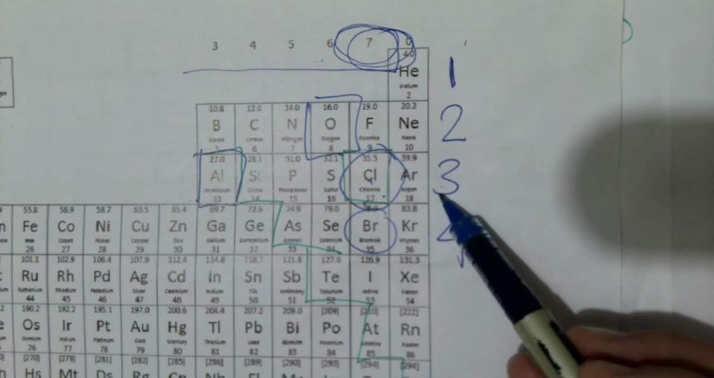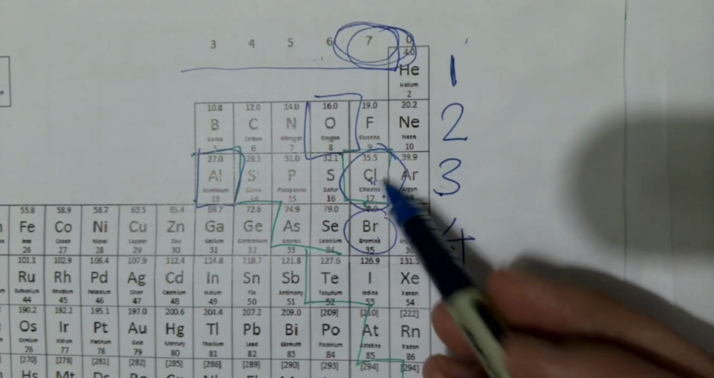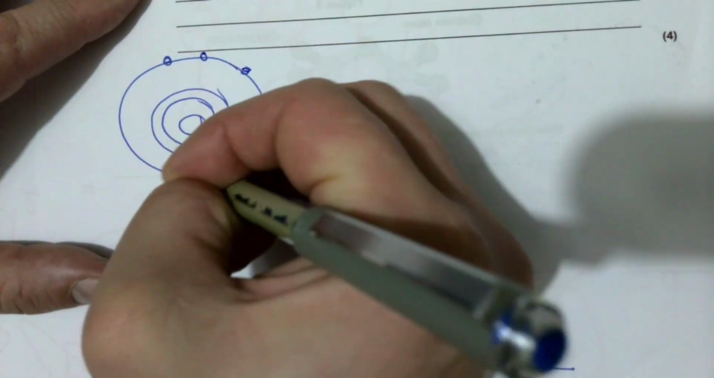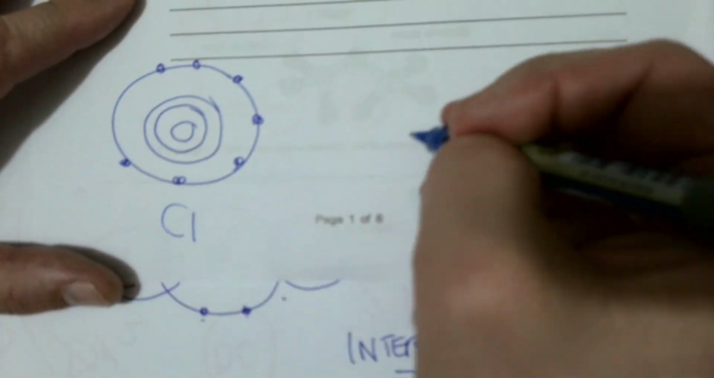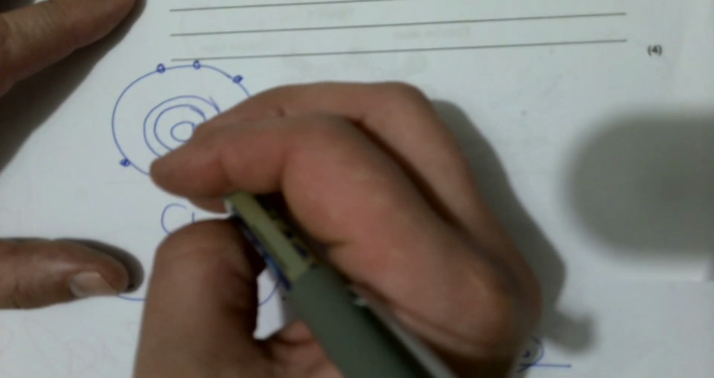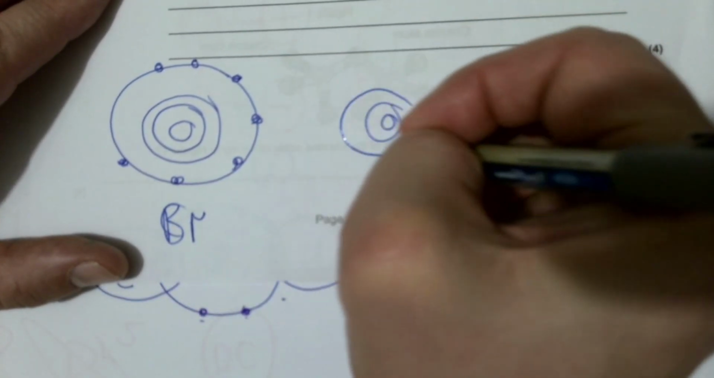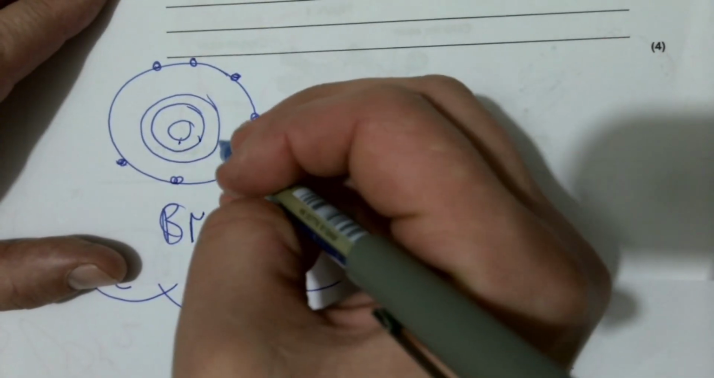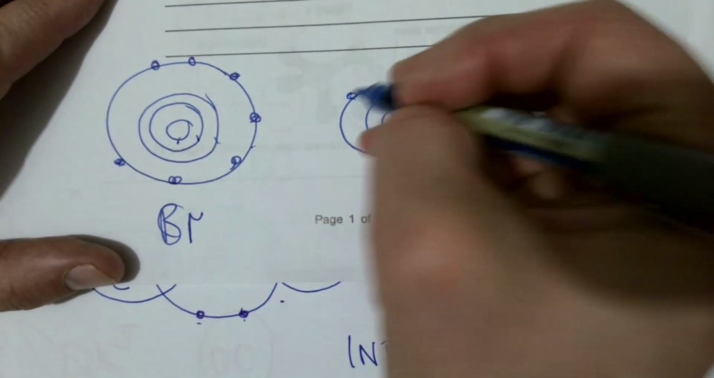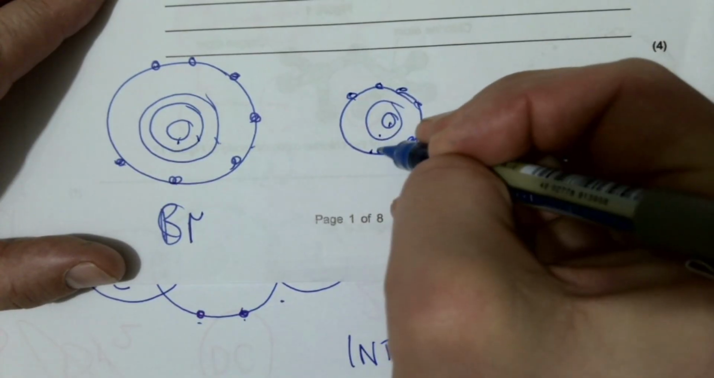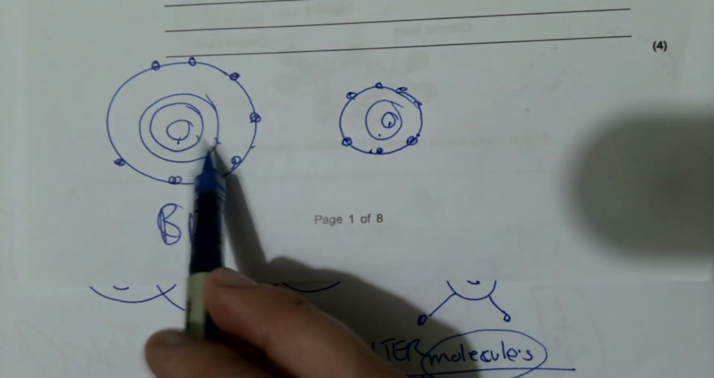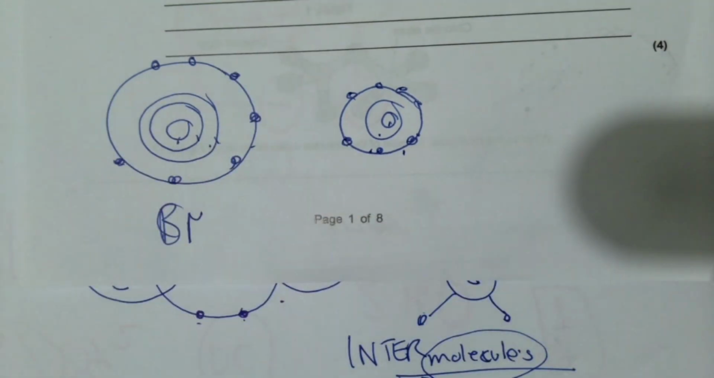But chlorine has 3 shells and bromine has 4. So both of them, let me do a little doodle here. 1, 2, 3, and 4, and you've got 7 in the outer shell, that would be bromine. Apologies. Chlorine, 1, 2, 3, then 4, 5, 6, and 7. Now, 4 shells, 3 shells, both with 7 electrons in the outer shell.